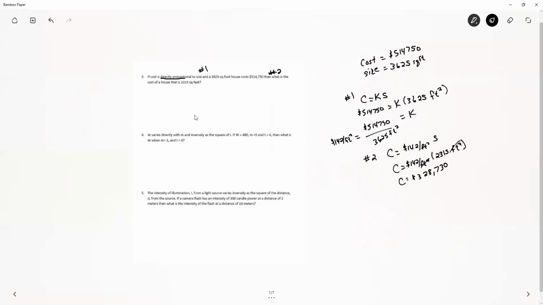Okay. All right. Problem number 4 is a little bit different because notice this doesn't give us a word problem. It just gives us some values. W varies directly with M and inversely with the square of T. So let's see what we have. W varies directly, so don't forget your equals K, with M, and inversely. So anything after the word inversely gets divided by the square of T.